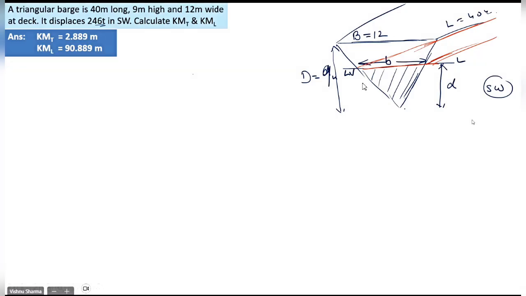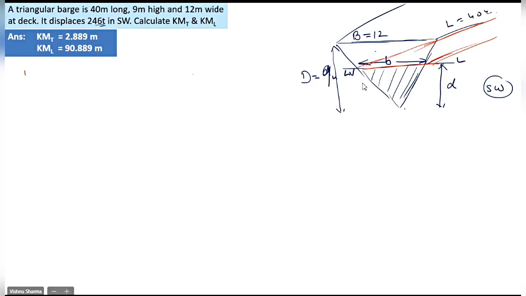40 into small b. It has a rectangle of length 40 and breadth small b. Correct? Yes, sir. So to know the dimensions of water plane area, I'm answering the question of somebody who said I can get the draft. Will I need small b now? Yes or no? Yes. Okay.